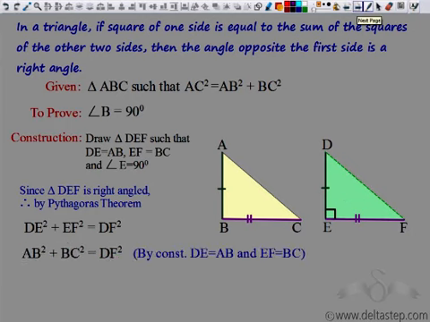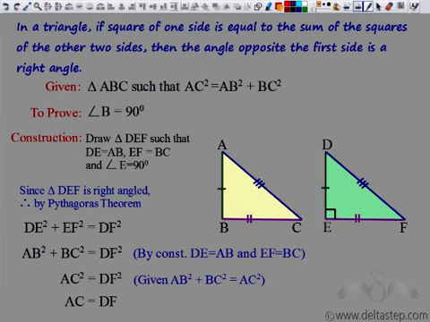So I get this. But what are we given? That AB square plus BC square is equal to AC square. Here we have AB square plus BC square is equal to DF square. So this should also be equal to AC square. Since this is equal to AC square, I can say AC square would be equal to DF square. Now again, if AC square is equal to DF square, I can say that AC is equal to DF. So in these two triangles, I find that all three sides are equal.